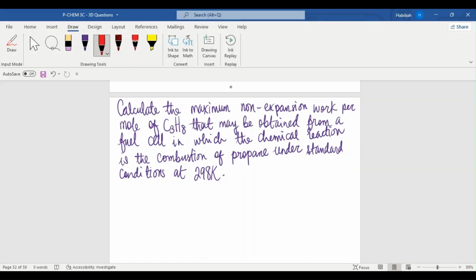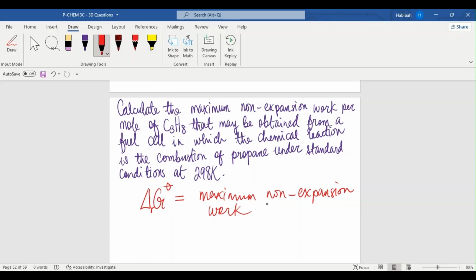So we're told to calculate the maximum expansion work. For any of you who don't know, this is just a trick question. Indirectly, what they're asking you is to determine the standard Gibbs energy of reaction, which is the same thing as the maximum non-expansion work. So there isn't one particular formula to determine this in terms of non-expansion work. It is just them using another synonym for this maximum non-expansion work, which is simply the standard Gibbs energy of reaction. That is basically what you're trying to tell us to solve.